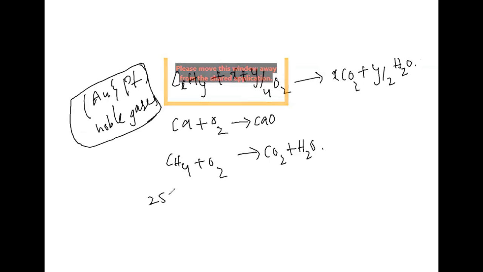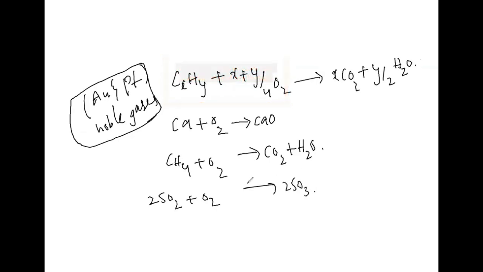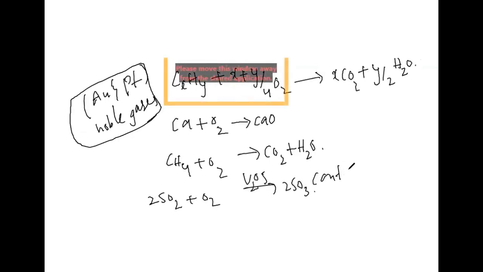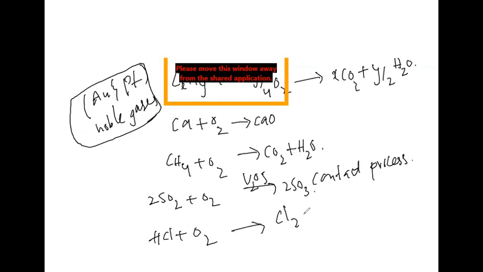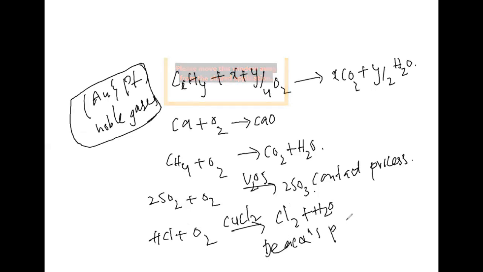Even you can write like this, that is 2SO2 plus O2 gives rise to 2SO3. What is the name of this process actually? This is nothing but the contact process for the production of sulfuric acid. And we can take HCl plus O2 gives rise to Cl2 plus H2O. Here I'll be taking CuCl2. This is nothing but the Deacon's process for the preparation of chlorine, because the reaction is happening with the help of oxygen.